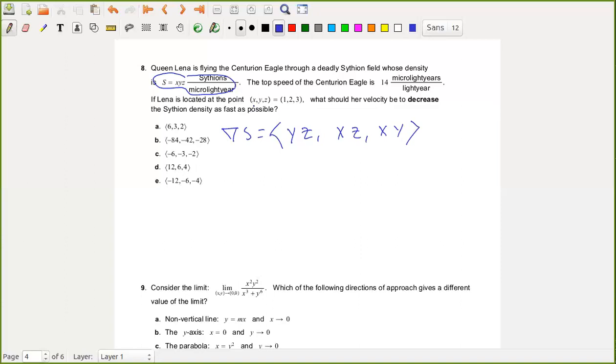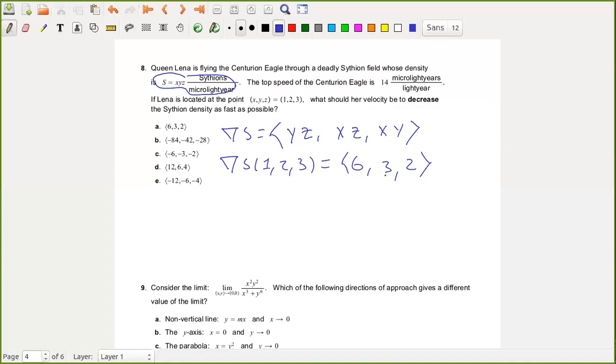And now she's at the point (1, 2, 3). So if you look at the gradient of S evaluated at (1, 2, 3), what we get is the following. y is equal to 2 and z is equal to 3, so that's 6. 1 times 3 is 3. 1 times 2 is 2. This is the gradient.